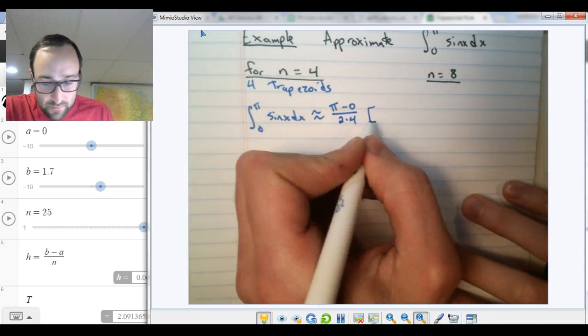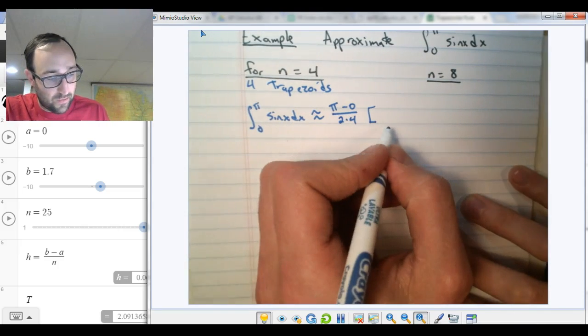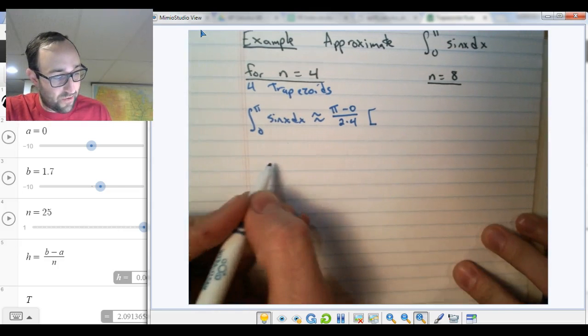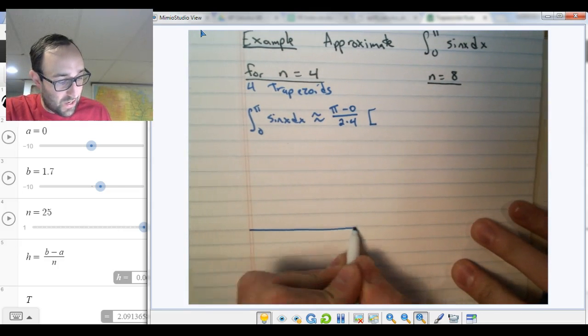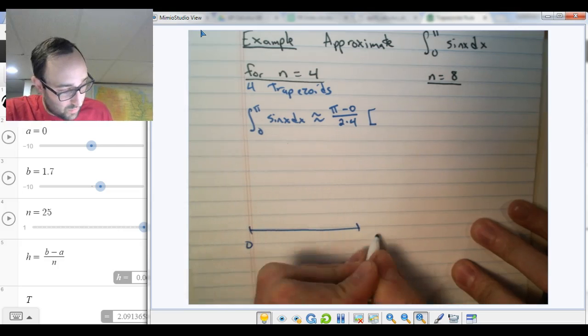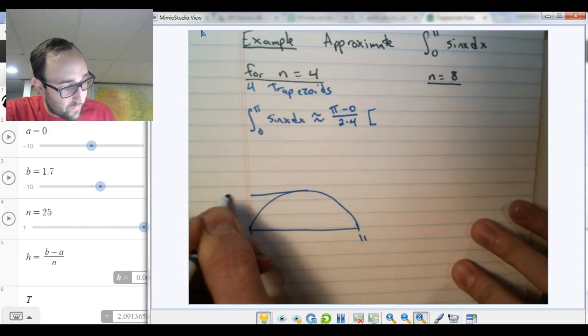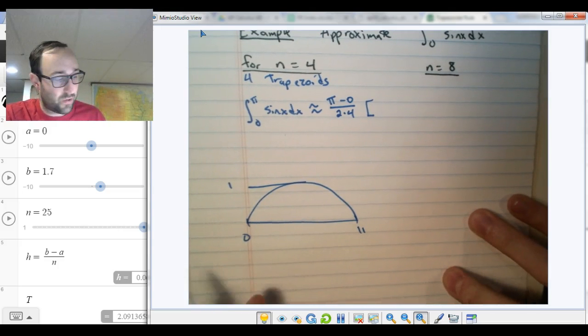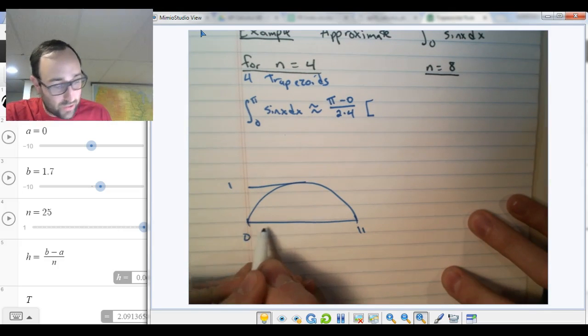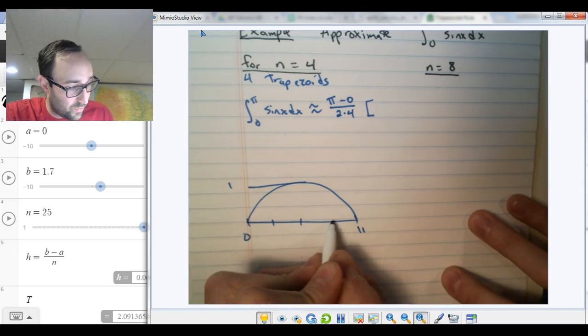Then that's going to be times, if I have my function sine of x from 0 to pi, one of these, where this was made to be 1. I need to have 4 trapezoids, so I have 1, 2, 3, 4.